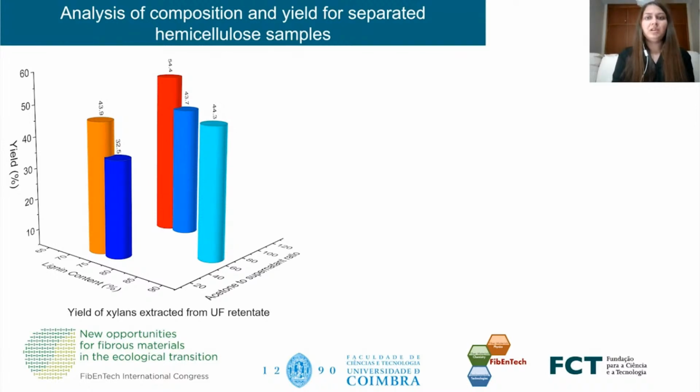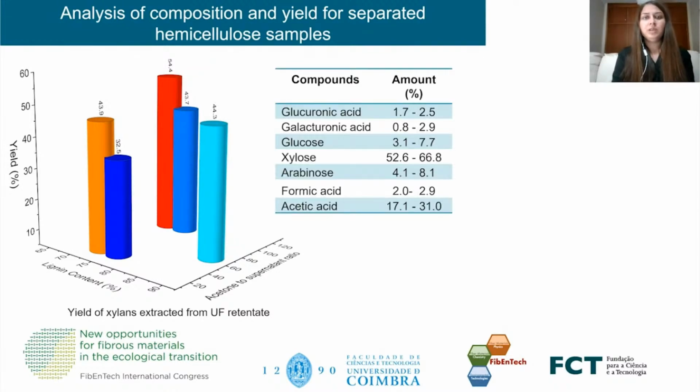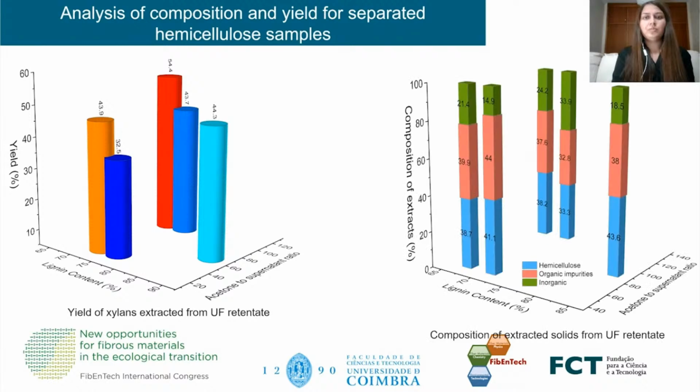As the black liquor came from a eucalyptus based kraft pulping process, the main monosaccharides present in the extract were xylose, arabinose and acetyl group, which was detected as acetic acid. And the extract was also analyzed for the composition of organic and inorganic parts, and we can see that inorganic and organic content also varied with the residual lignin present in supernatant and the antisolvent to supernatant ratio, and the inorganic content varied between 15 to 34% in different extracts.